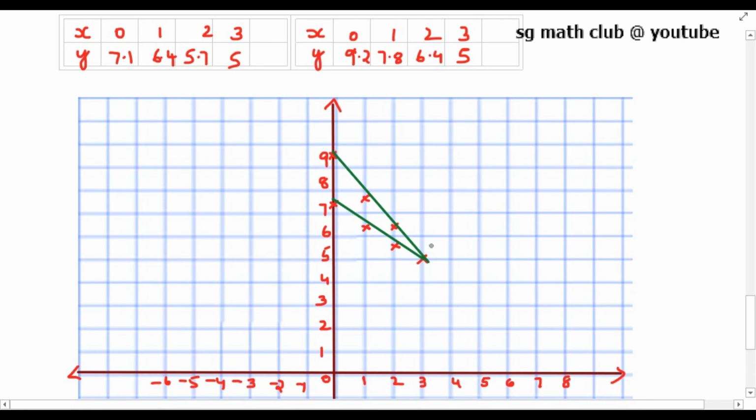Now when you join the points, they intersect at the point (3, 5). That means the value of X is 3 and the value of Y is 5. So the cost of one pencil is 3 rupees and the cost of one pen is 5 rupees. So this is how you solve a pair of linear equations by the graphical method.